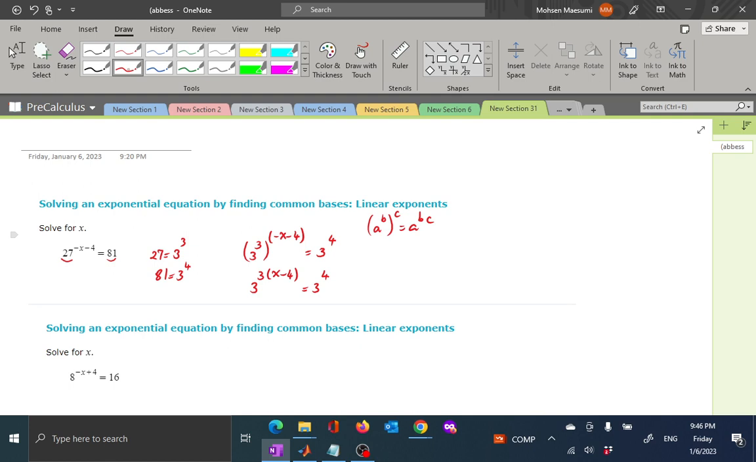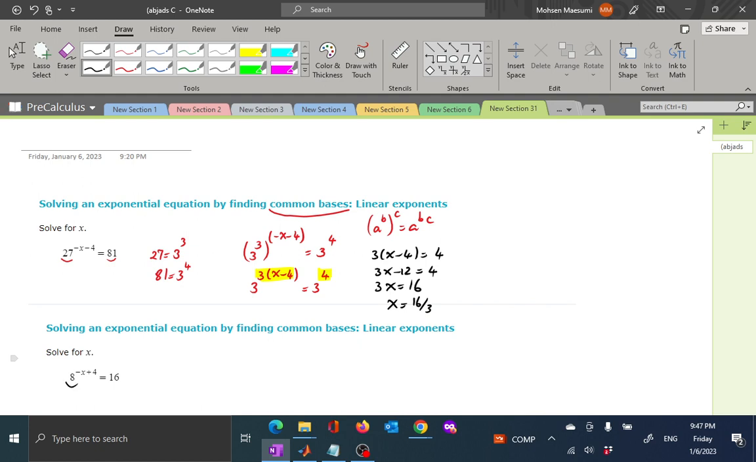Now all I have to do is to equate the two exponents. The bases are the same. That's the whole idea here. We have common bases, so all that's left is for the exponents to be equal. So 3 times x minus 4 is equal to 4. So 3x minus 12 is equal to 4. So 3x is equal to 16, and x is equal to 16/3. So that was that problem.